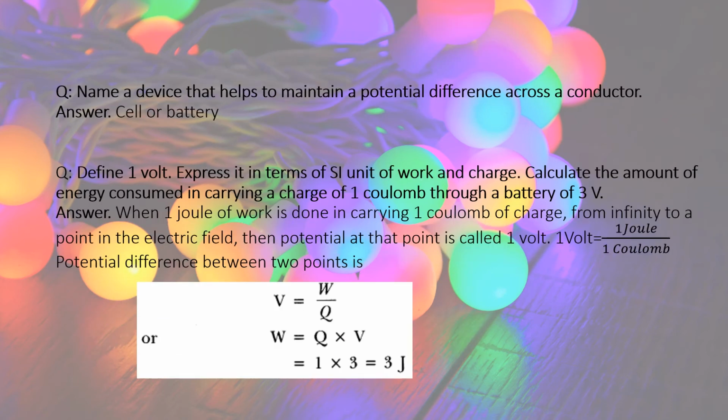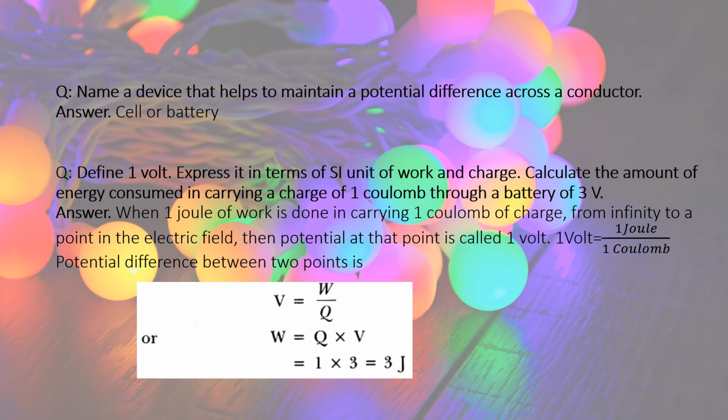Next question is a 1 mark question. Name a device that helps to maintain a potential difference across a conductor. A cell or a battery is the device which helps to maintain the potential difference across a conductor. So the answer is cell or battery.